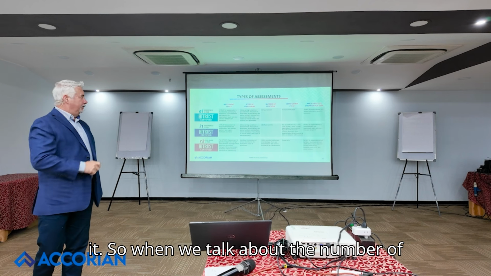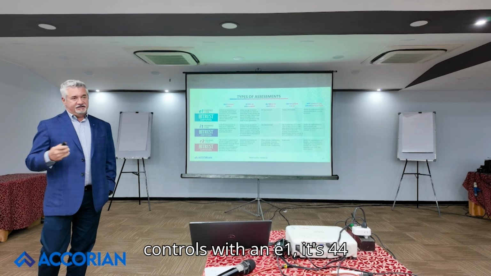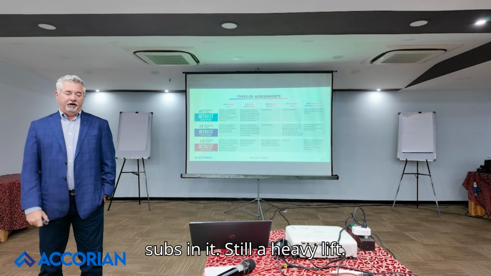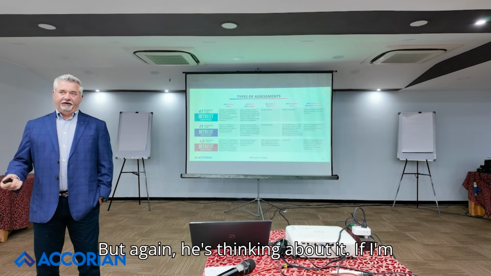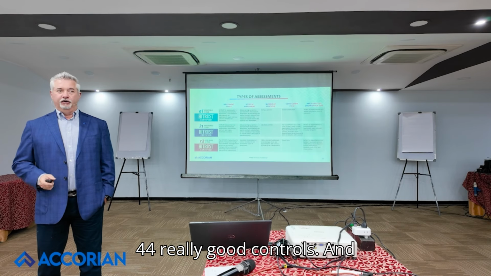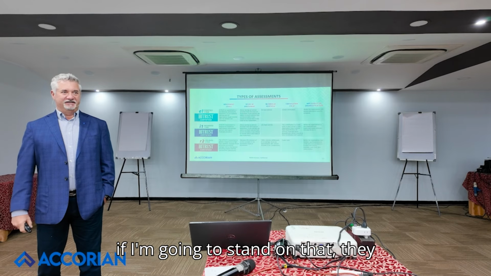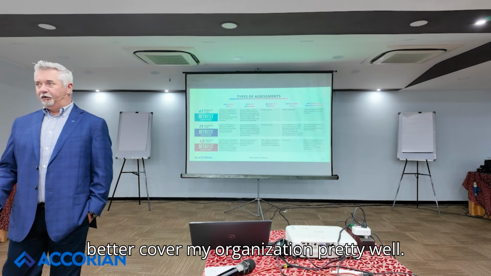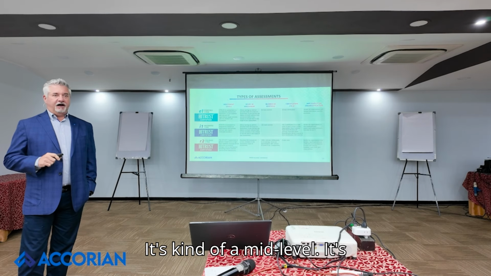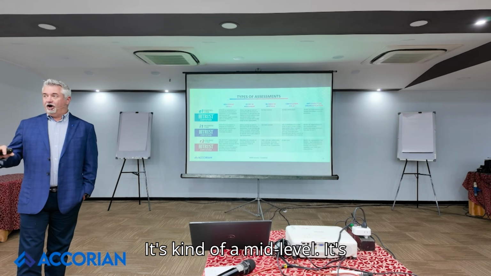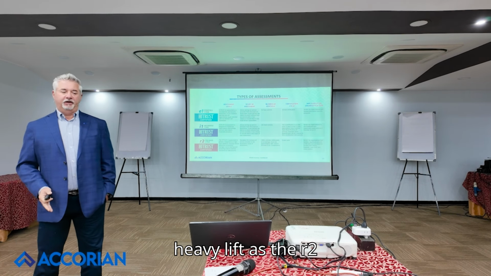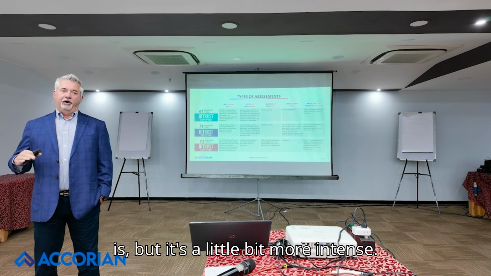So when we talk about the number of controls with an E1, it's 44 primary controls with a whole bunch of subs in it. Still a heavy lift, but again, if I'm going to do 44 controls, they better be 44 really good controls. And if I'm going to stand on that, they better cover my organization pretty well, and these do. The I1, it's kind of in a mid-level. It's 182 controls.